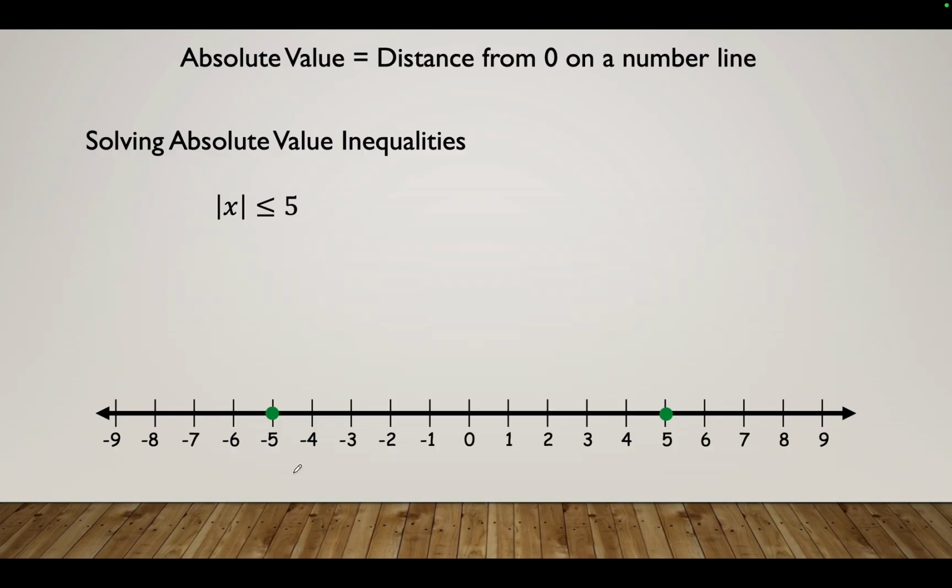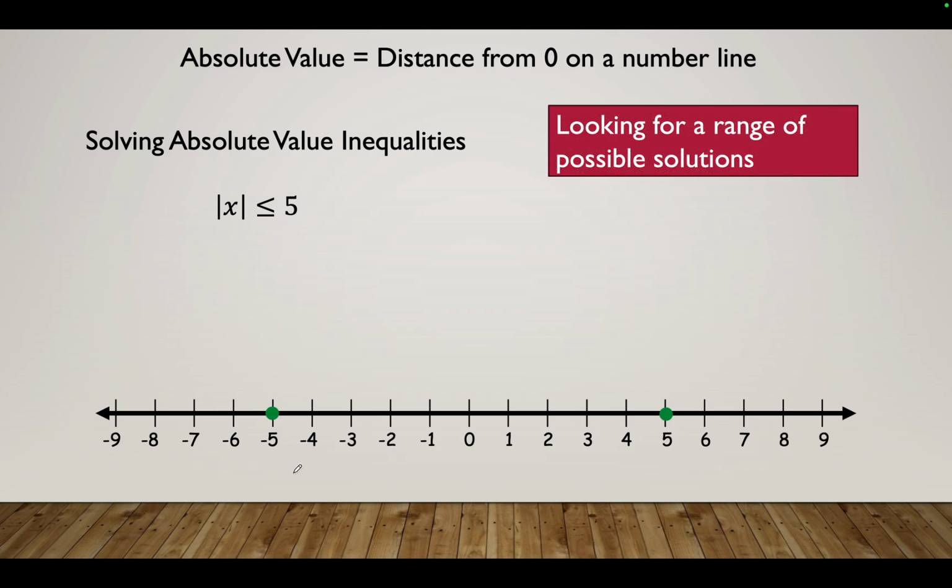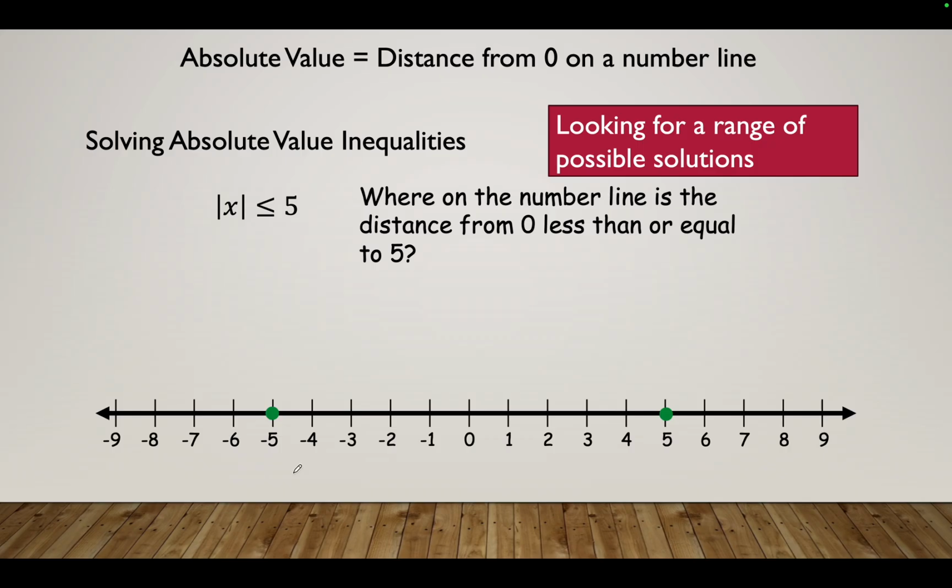Absolute value, again, is distance from 0 on a number line. When we're solving absolute value inequalities, say the absolute value of x is less than or equal to 5, we're looking for a range of possible solutions. Where on the number line is the distance from 0 less than or equal to 5? We know our starting points are at -5 and 5. When is the distance going to be less than that amount? Well, that's going to be in between these numbers. So when x is less than or equal to 5, and when x is greater than or equal to -5.